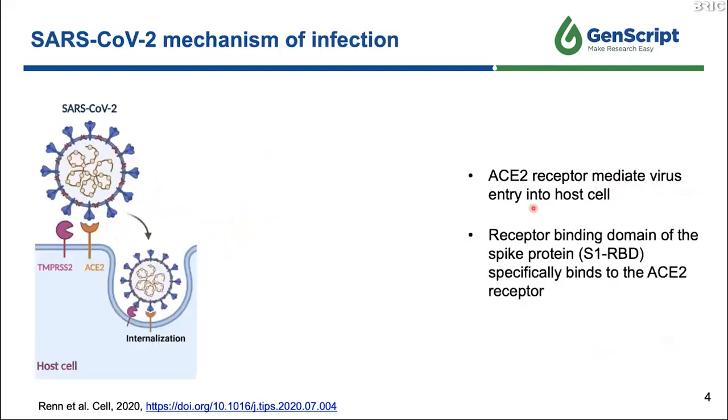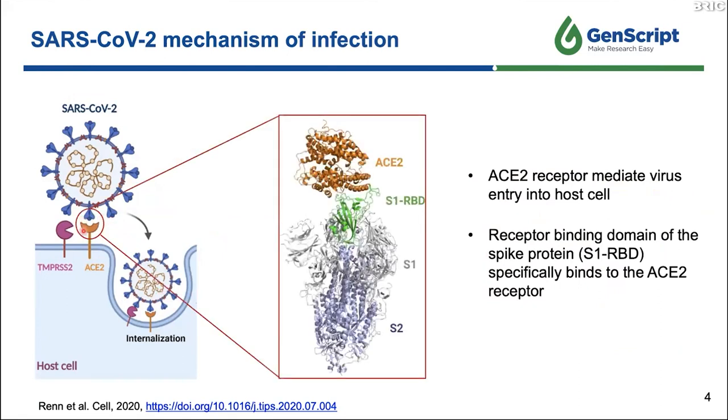Just a quick refresher before we go into the neutralization tests. For SARS-CoV-2, when the virus comes into contact with the cells, the spike protein on the surface of the virus will bind to the ACE2 receptor that is expressed on the surface of the cells. Once it binds to the ACE2 receptor, it will trigger the internalization of the virus into the host cell, causing the infection and also illness.